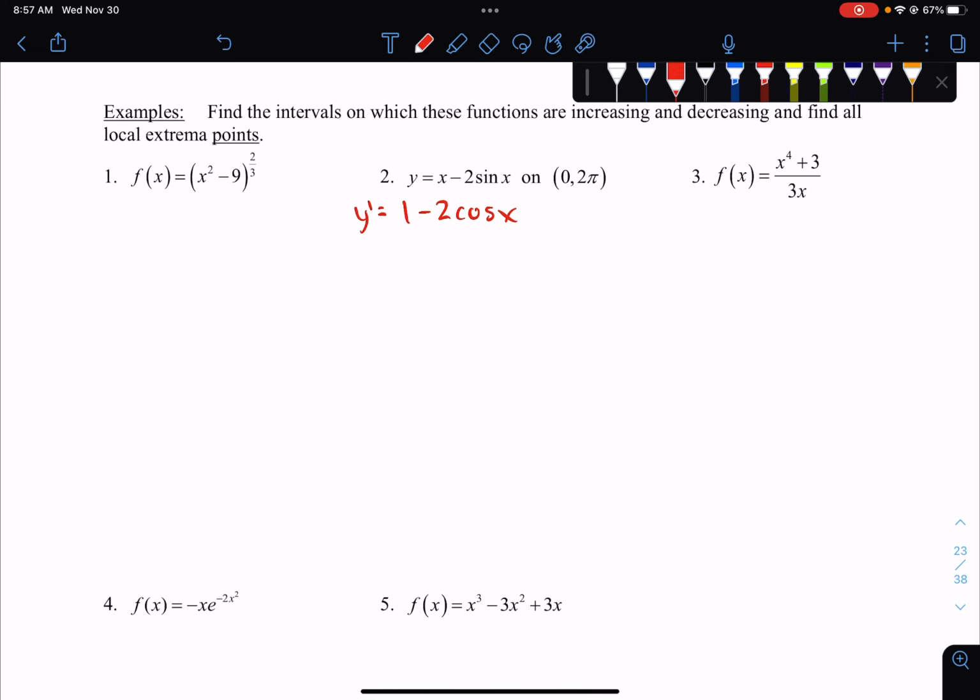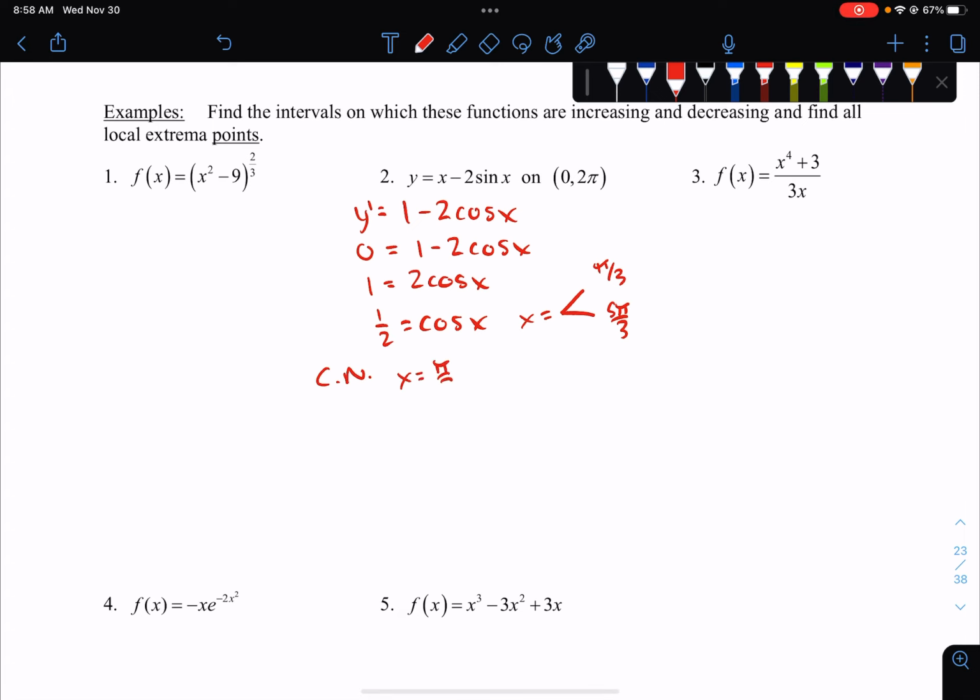All right. Now I want to set that equal to 0 so I can find my critical points. So 1 minus 2 cosine of x means 1 equals 2 cosine of x, which means 1/2 equals the cosine of x. So I want to know, where is my cosine 1/2? And that happens at 2 different places. That's going to happen at pi thirds, and it's going to happen at 5 pi thirds. So my critical numbers for this problem are x equals pi thirds and 5 pi thirds.